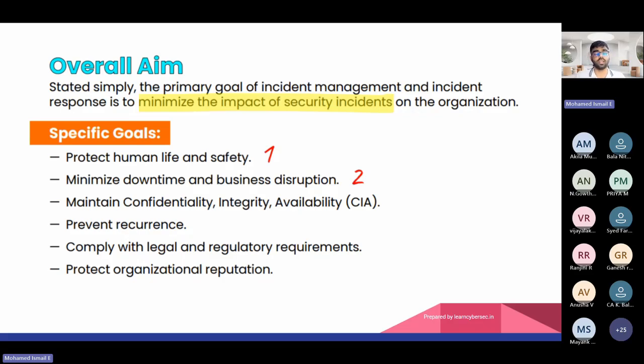Then prevent reoccurrence. When an incident has happened, we can't just let go: we recovered and came back to normal mode. We shouldn't leave it like that. There is a lesson learned from that incident, right?